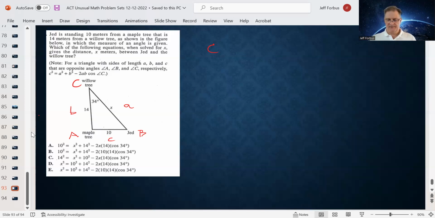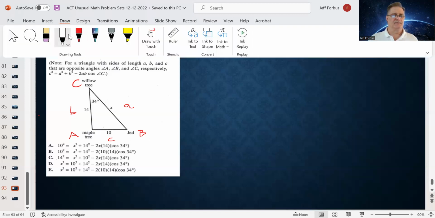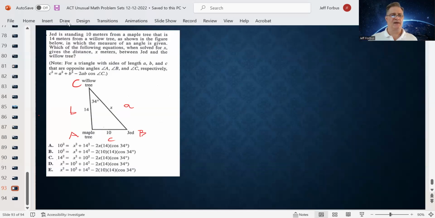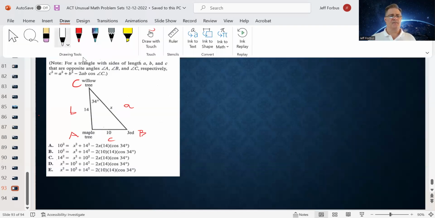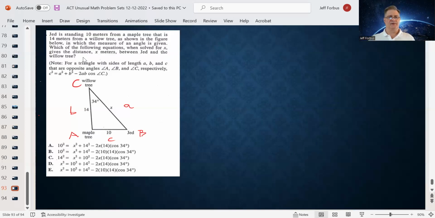So what I'm going to do, notice our equation. Let me do this first. Erase that. So here's the equation. C squared is equal to a squared plus b squared minus 2ab times the cosine of angle C.